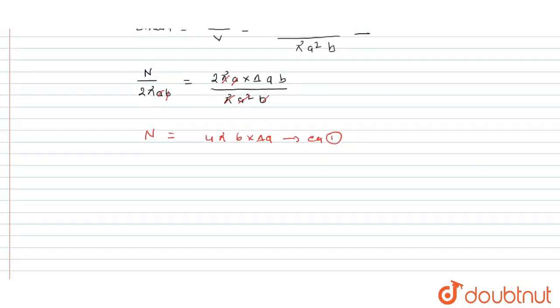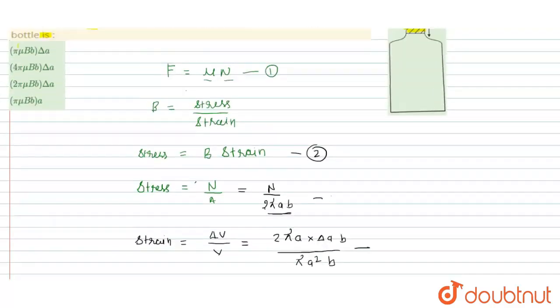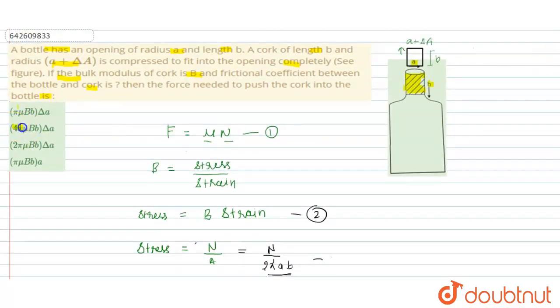So on putting this in equation 1, we get F equal to mu times 4 pi B cross del A, which is equal to 4 pi mu B small b del A. So this is the force required to put the cork in this bottle. So option B is the right answer.